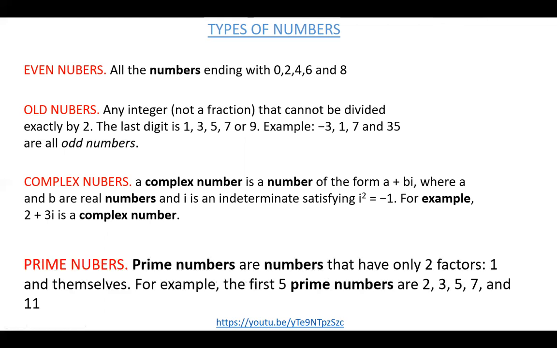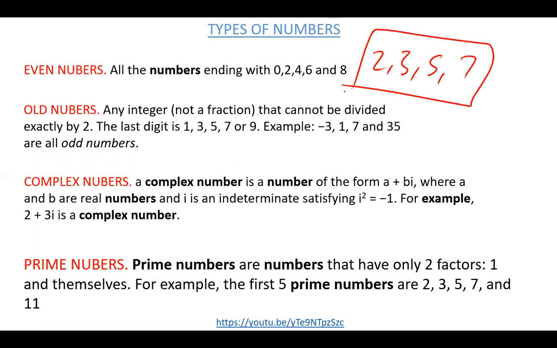We also have what are called prime numbers. Prime numbers are simply numbers with only two factors. Numbers that only have two factors are called prime numbers. Numbers like 2, 3, 5, 7. These numbers are prime numbers because 2 only has two factors, 1 and 2. 3 only has two factors, 1 and 3. 5 only has two factors, 1 and 5. 7 only has two factors, 1 and 7. So these numbers are called prime numbers.